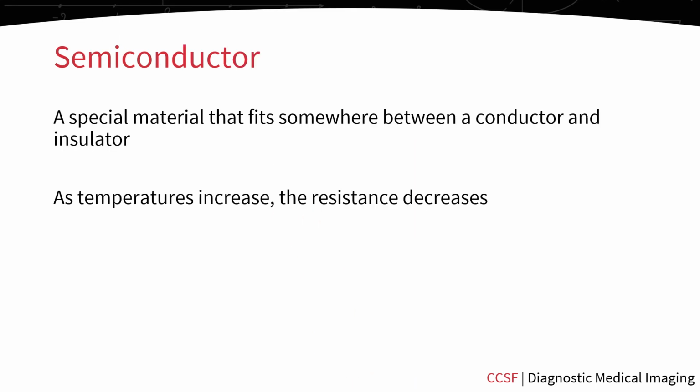A semiconductor is a special material that fits somewhere between a conductor and an insulator. What makes it really interesting is that as the temperature of the semiconductor increases, the resistance decreases. The most common example of a semiconductor is silicon, which is a part found in your iPhone, in your Android, in your computer. Almost any kind of electronic device has a semiconductor in it.